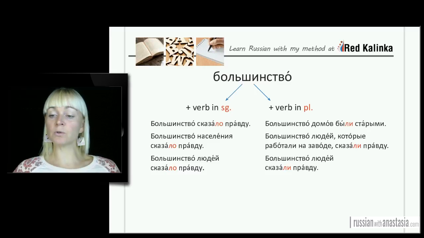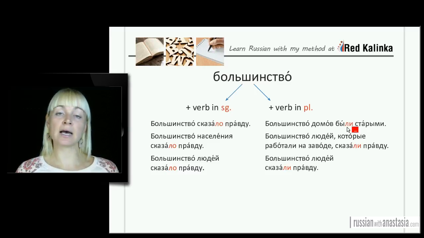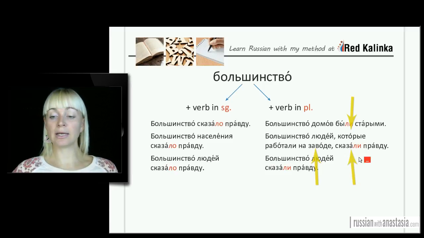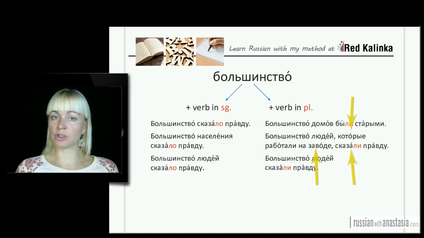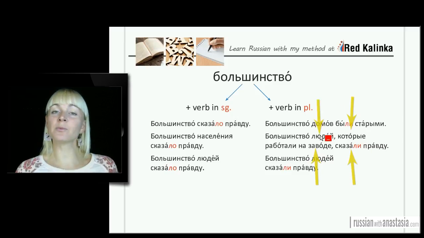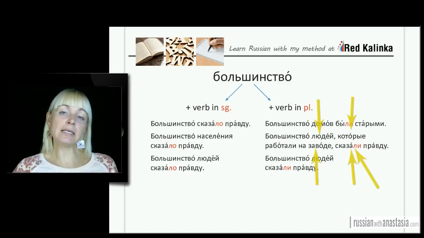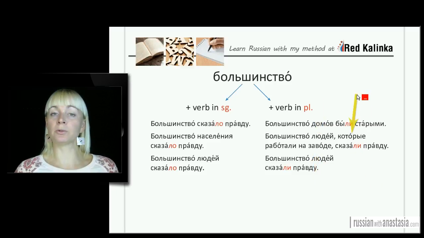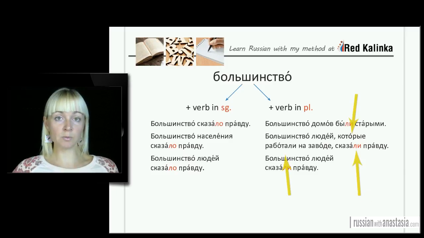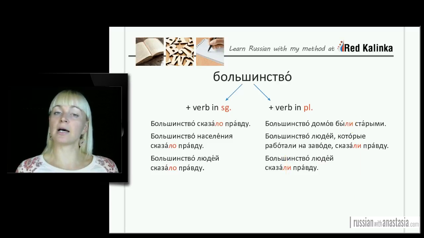Then we have большинство людей, которые работали на заводе, сказали правду. The majority of people that worked or who worked at the factory told the truth. You see, here we have людей, it's genitive plural, and afterwards we have a subordinate clause with которые. So людей and the verb are separated by many words. To make it easier to understand it, we prefer to use the verb in plural. And besides, here you see that которые is plural. Работали is plural. So сказали sounds more logical in plural rather than сказала.